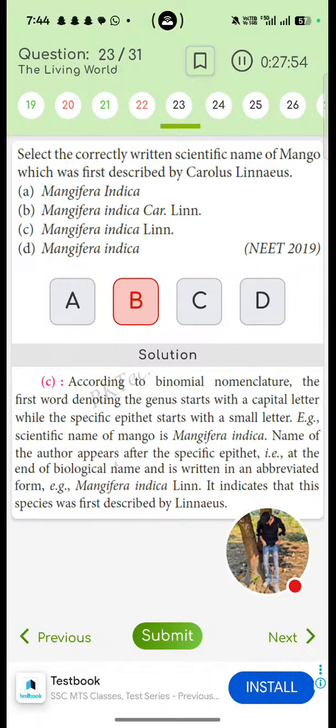According to biological nomenclature, the first word denoting the genus starts with a capital letter, while the specific epithet starts with a small letter. Example: the scientific name of mango is Mangifera indica. The name of the author appears after the specific epithet at the end of the biological name and is written in abbreviated form. Example: Mangifera indica Linn. It indicates this species was first described by Linnaeus.